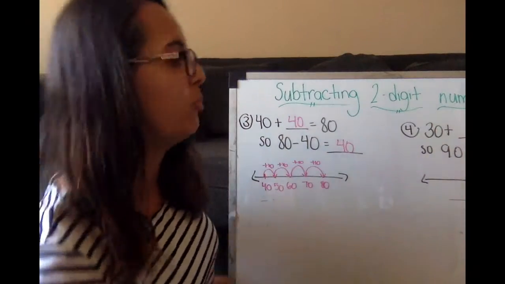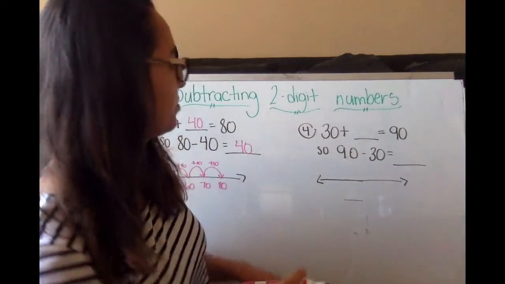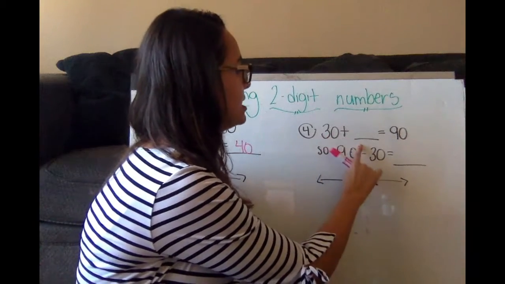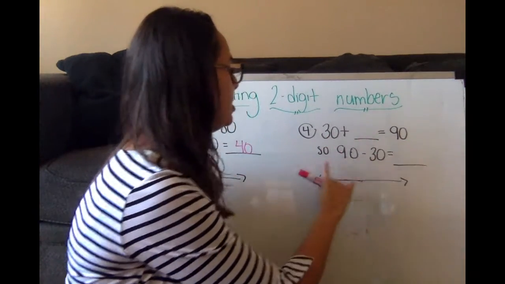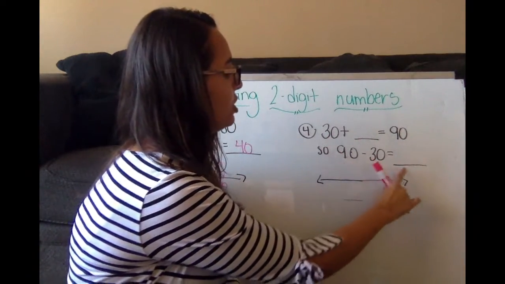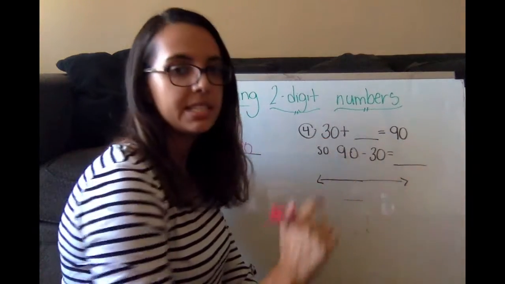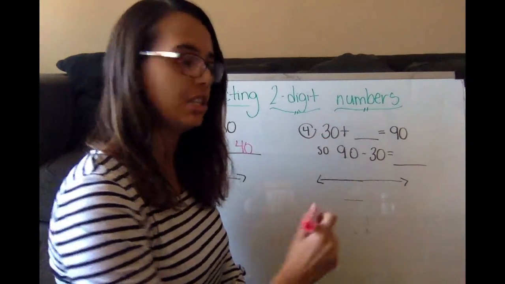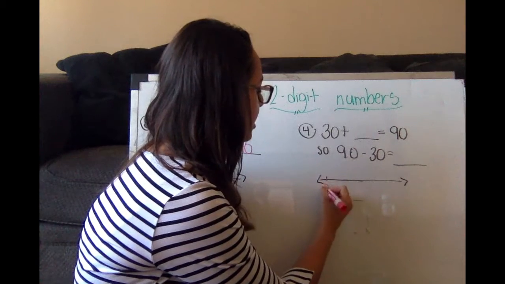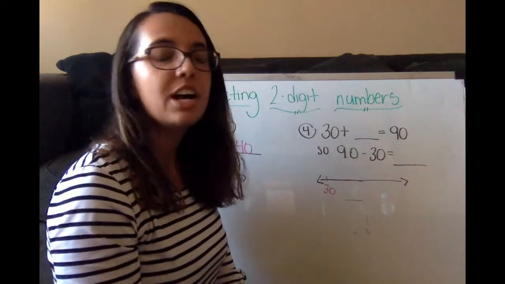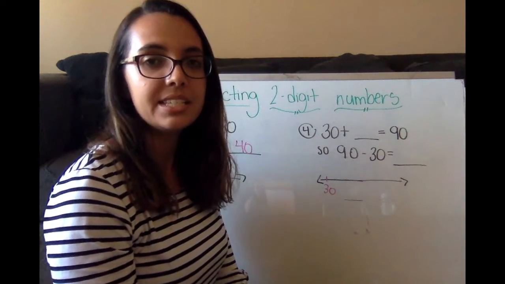Let's practice with one more. So here I have 30 plus some number equals 90. So 90 minus 30 equals that same number, that's the missing addend. Let's practice with addition. We start at 30, and let's count by tens until we get to 90 to see what that number will be.